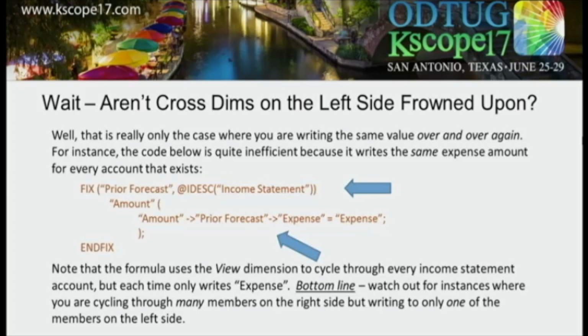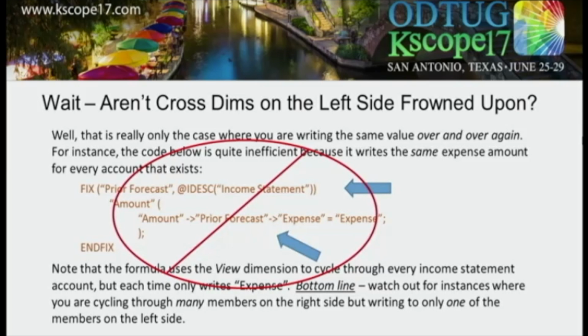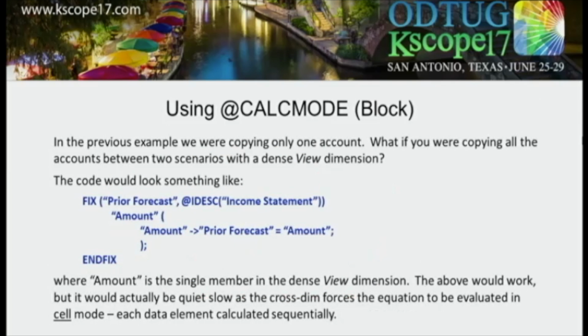But other than that, and there's one more example where it's not good, but other than that, it's great. And I said it automatically creates your blocks for you. So bottom line, watch for instances where you're cycling through many members on the right side, but only one member on the left side, when only one value. One value, but going through a lot of blocks, that's not good. So I have a big X on that.